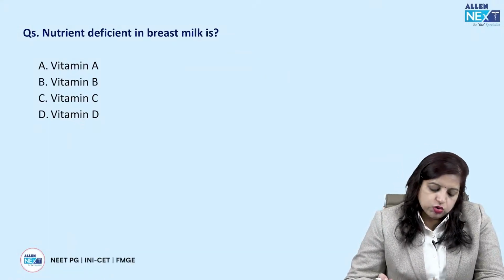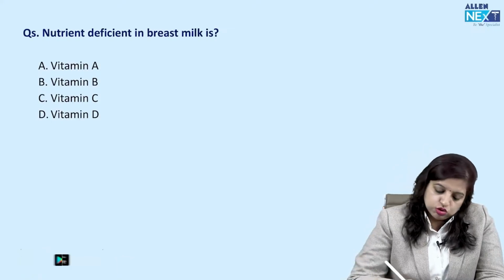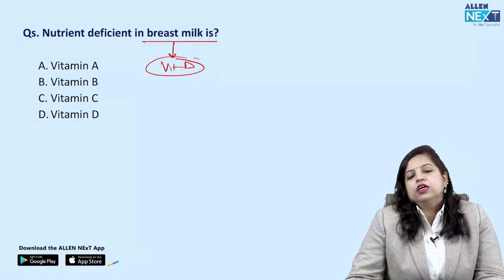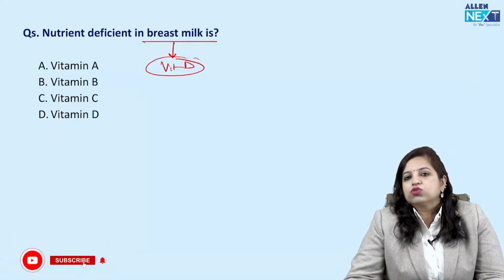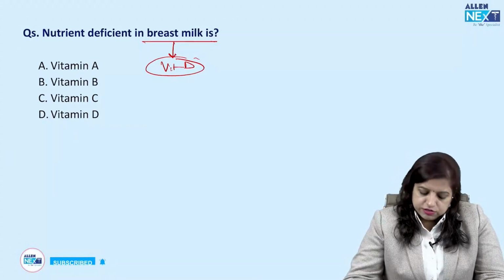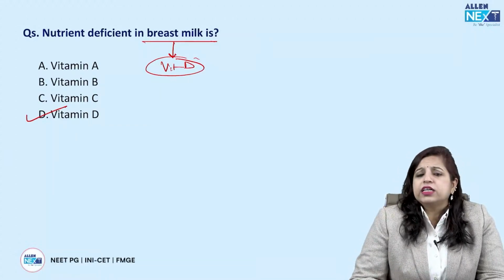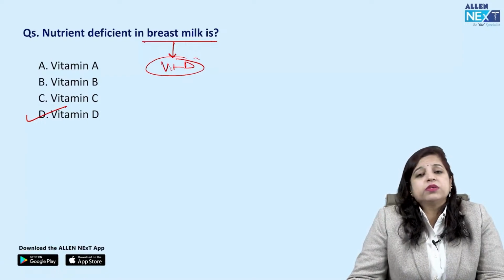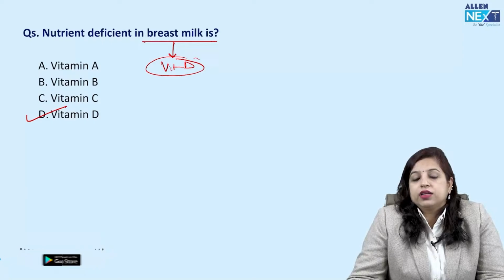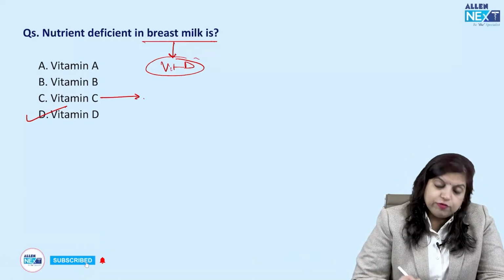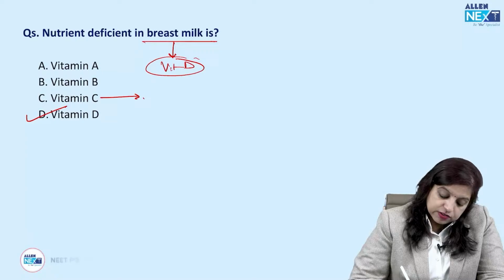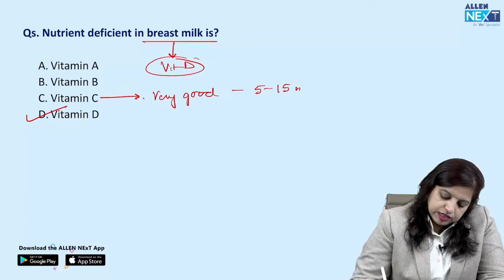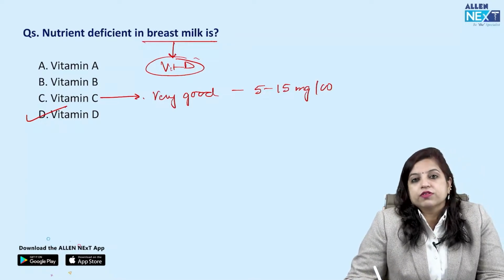Coming to the next question, nutrient deficient in breast milk is... So you should be knowing that your vitamin D is definitely less in breast milk, right? So that should be your answer. Straight away, the answer is D. Is vitamin C? Many times, certain children ask you, ma'am, what about vitamin C? Vitamin C is not present in milk anyways. Please remember, bacho, in breast milk, vitamin C content is very good, in fact, right? It is around 5 to 15 milligram per 100 ml, right?